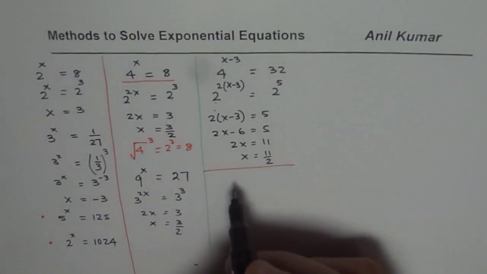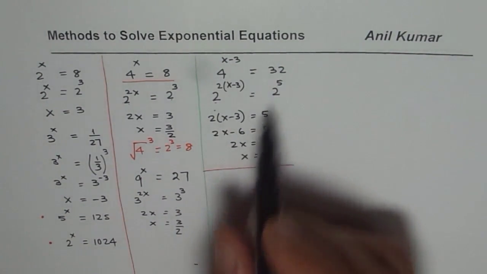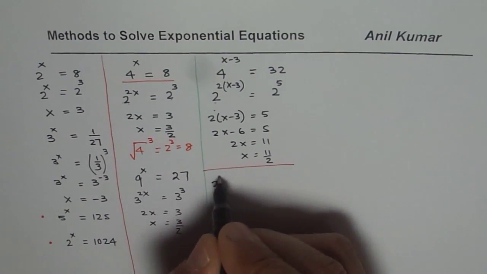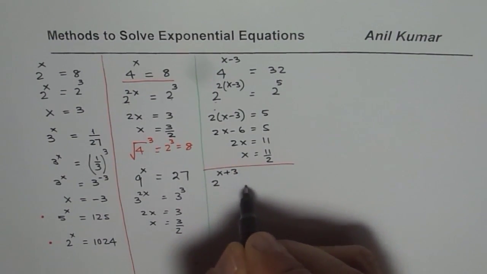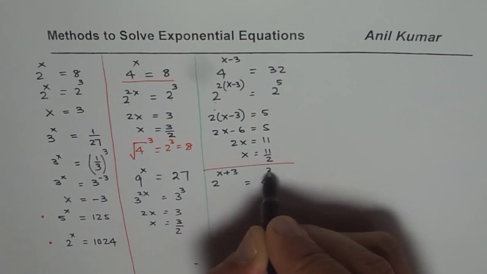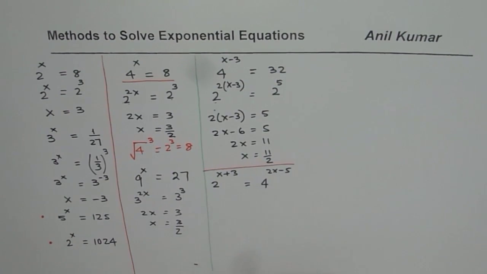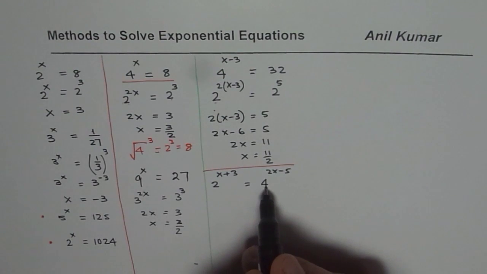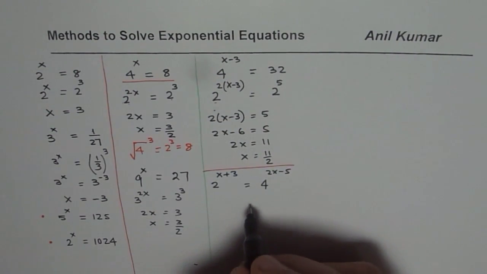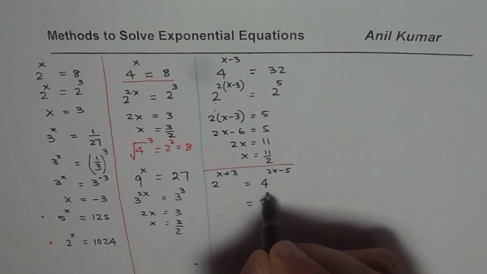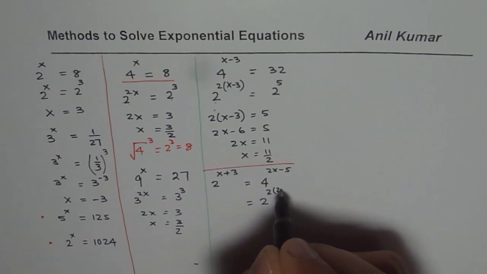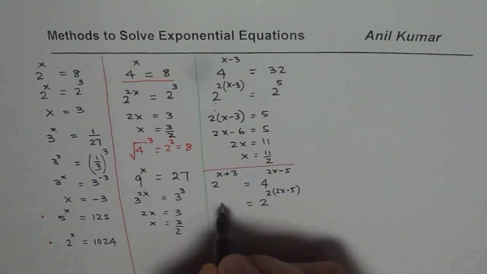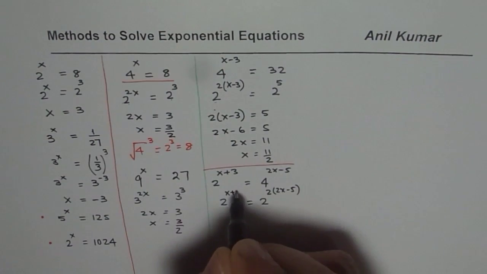Now I'll take another type of exponential equation where we'll have powers on both sides. Let this equation be 2 to the power of x plus 3 equals 4 to the power of, let us say, 2x minus 5. I have 2 as the base. Let me make 4 as the base with 2. Then I could write this as 2 to the power of 2 times 2x minus 5. And here I have 2 to the power of x plus 3.